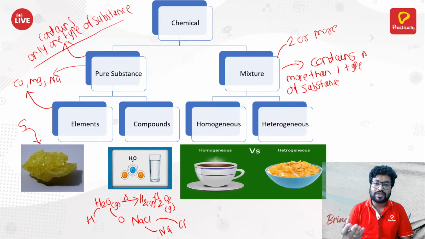Okay, let's move ahead now. As I told you, we had seen the definition of pure substances already, right? In pure substances, you have only one type of atom. Pure substances have been classified into elements and compounds. Elements are further classified into metals, non-metals, and metalloids.